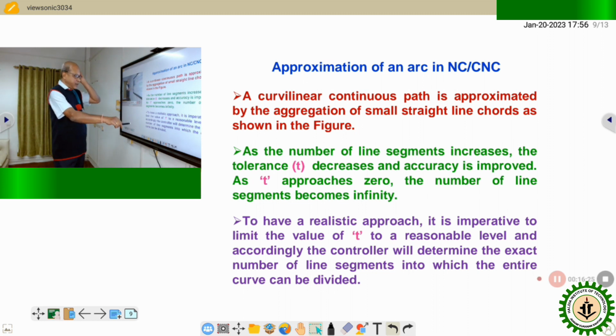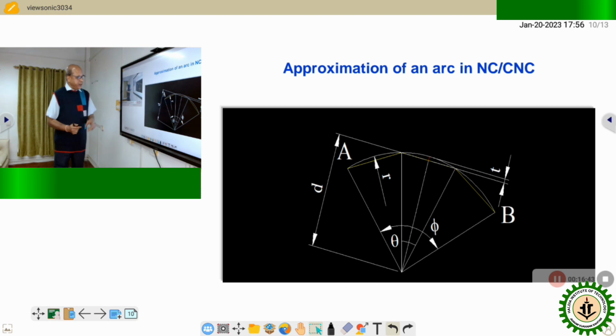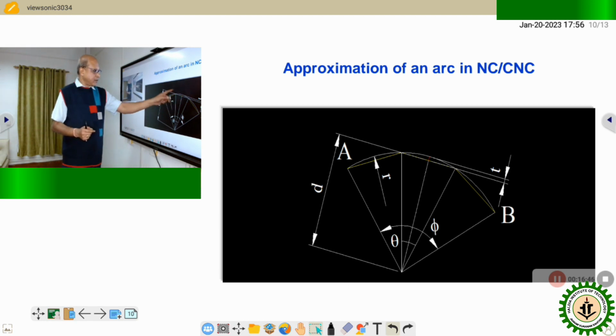I will come to the figure in the next slide. As the number of line segments increases, the tolerance T decreases and accuracy is improved. As T approaches 0, the number of line segments becomes infinity. To understand this in its true spirit, let us have our discussion with respect to this particular arc segment.